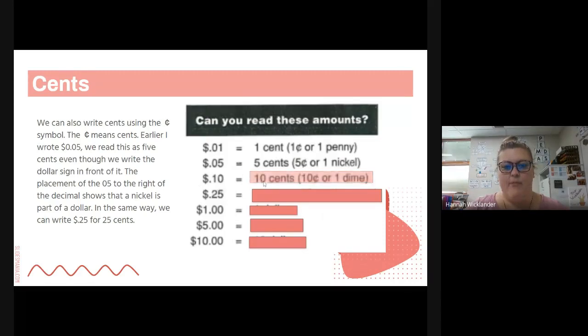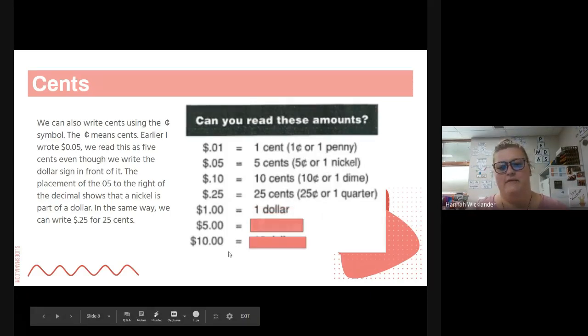0.10 is a dime or 10 cents. 0.25 is 25 cents or a quarter. And then these ones here are just showing you how to write dollar amounts. So we would write it out as $1, the word dollar, $5, the word dollars, $10, the word dollars.